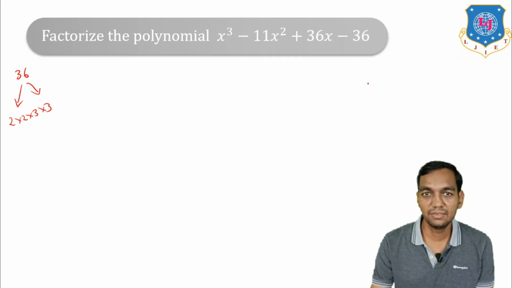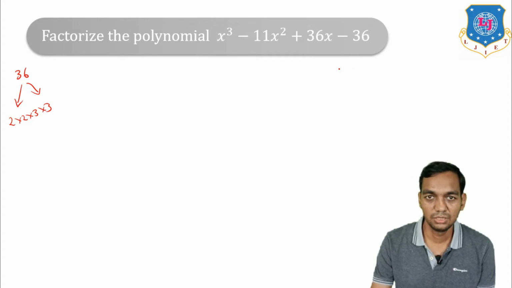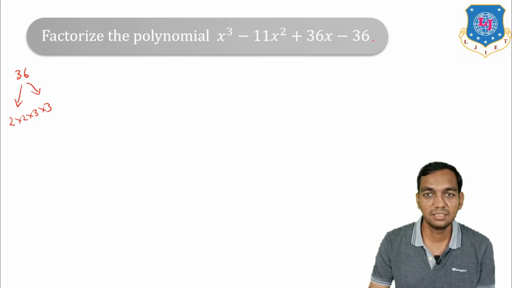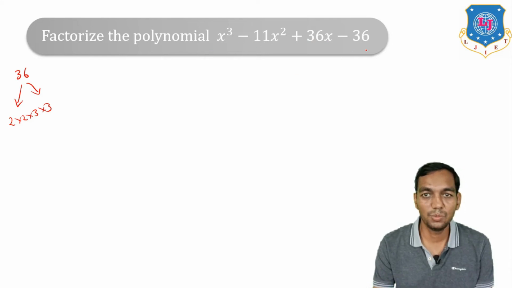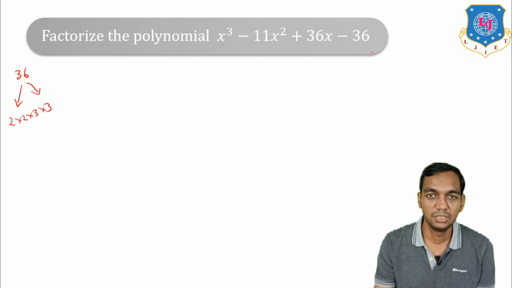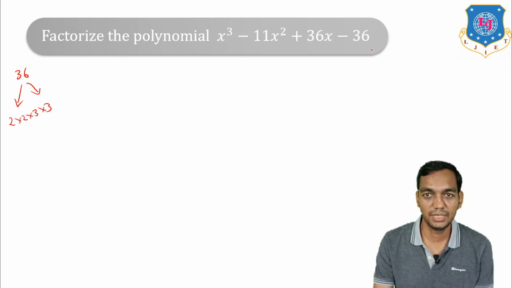So first we are starting with trial and error, whether 1 is a factor or not. We are aware that if the sum of coefficients is 0, then x minus 1 is a factor. But here the sum of coefficients is not 0. See, 1 minus 11 minus 10 and 36 minus 36, that will be 0. So you will get a total of minus 10. In the same manner, the sum of even power and odd power coefficients are not the same, so x plus 1 is also not a factor.